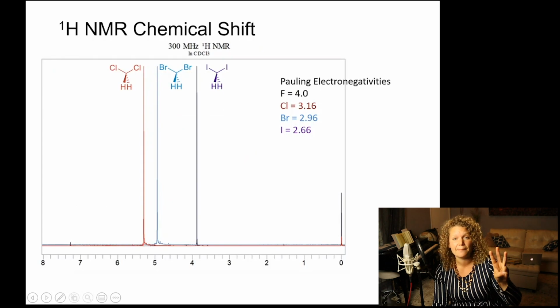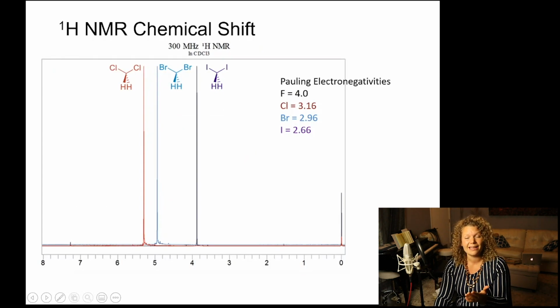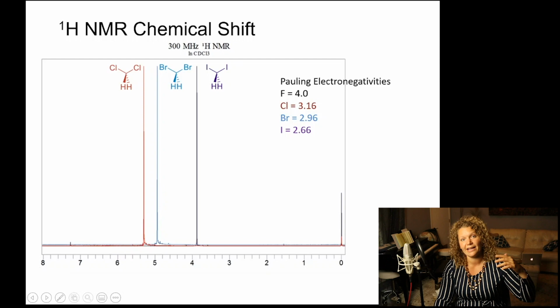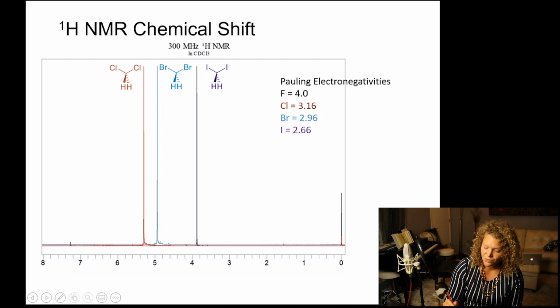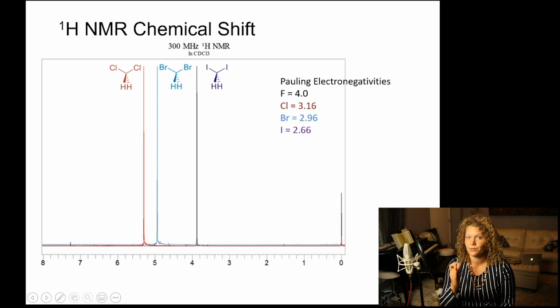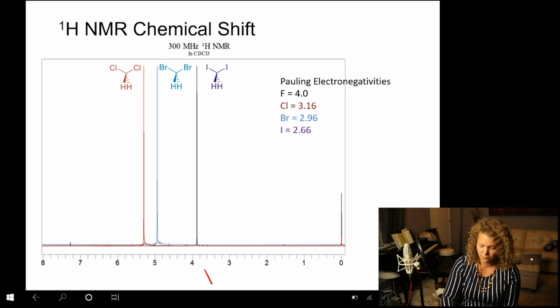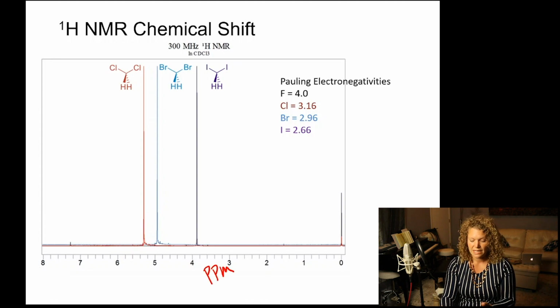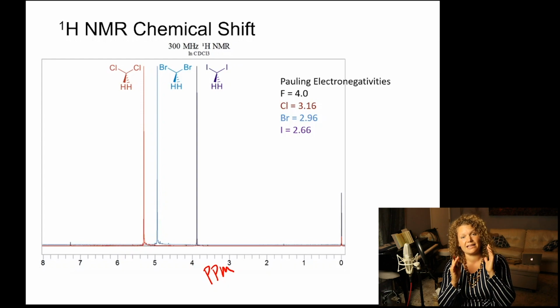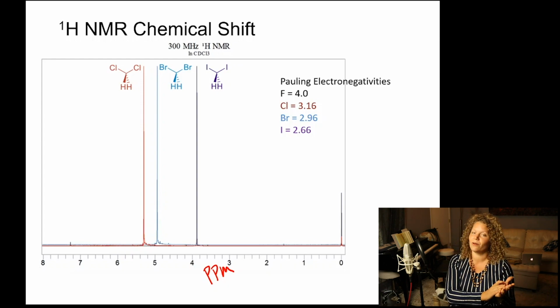Here I have three compounds: diiodomethane, dibromomethane, and dichloromethane. As you can see, they all have different chemical shifts. The way I know they have different chemical shifts is what we've talked about before with parts per million on the bottom. Our diiodomethane is at the lowest ppm and our dichloromethane is at the highest ppm.